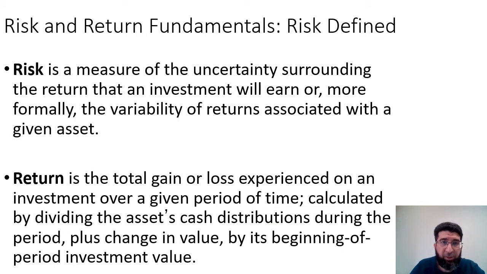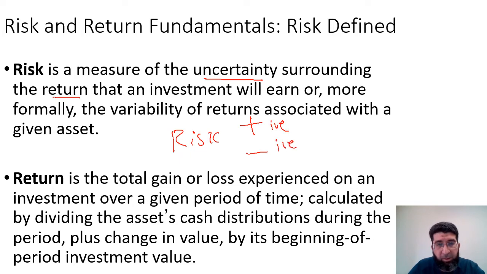Let us define risk and return more formally. Risk is a measure of uncertainty surrounding the return. You have to be very clear about the concept of risk. So risk can be positive and can be negative. What is positive? It's basically variability of returns. So return R can increase, and it also can decrease.